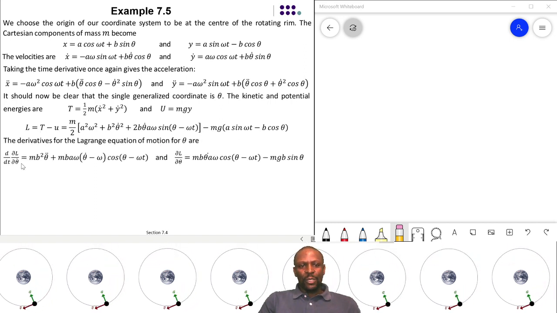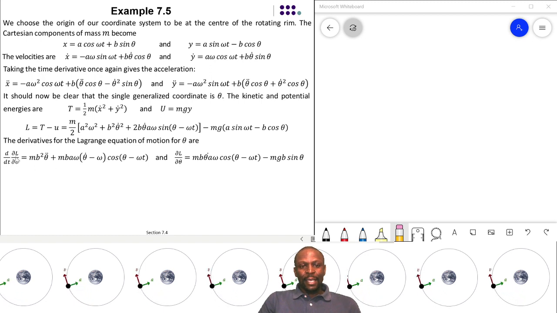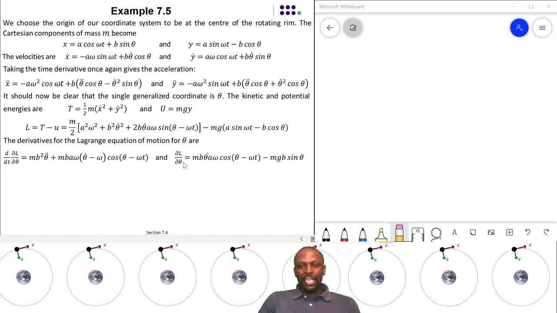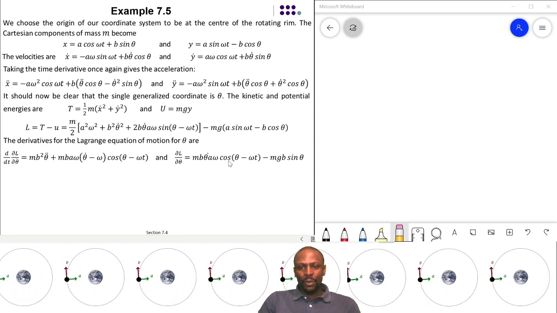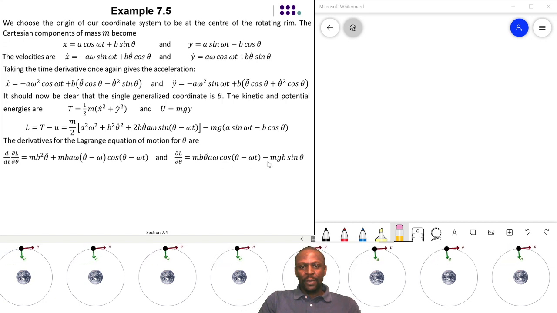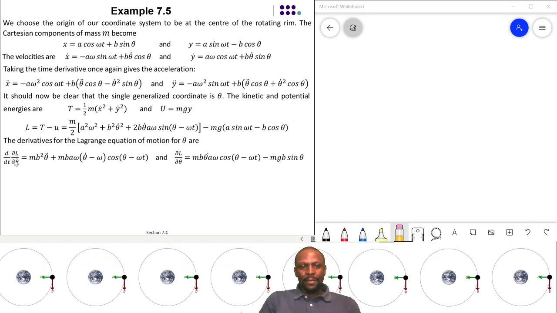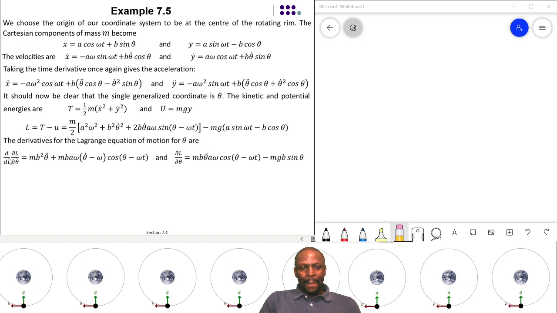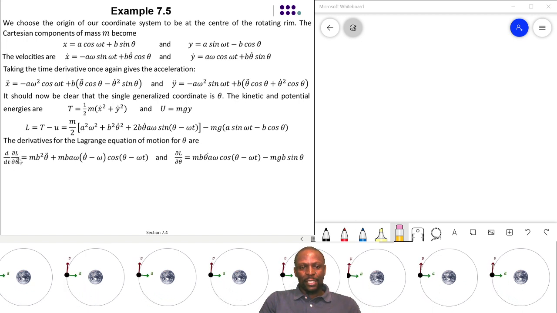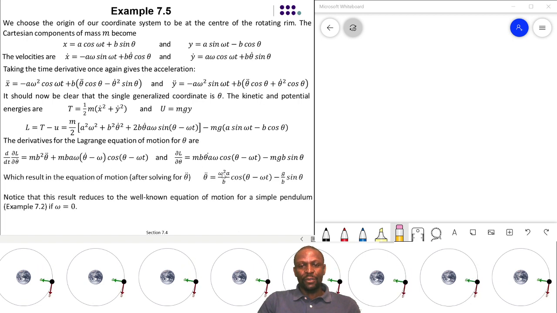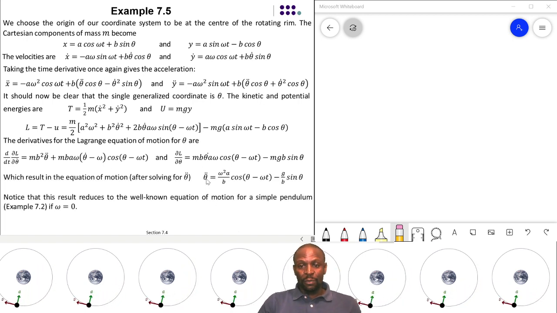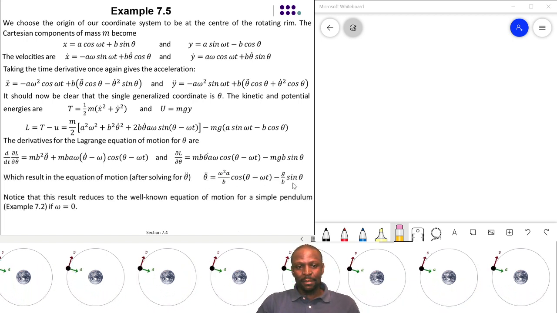Now, if you do the Lagrangian, if you differentiate with respect to d theta, this is what you are going to have. And then the time derivative of the Lagrangian with respect to d theta is just given by this, and then if you plug everything back, the equation of motion will just be given by this equation.